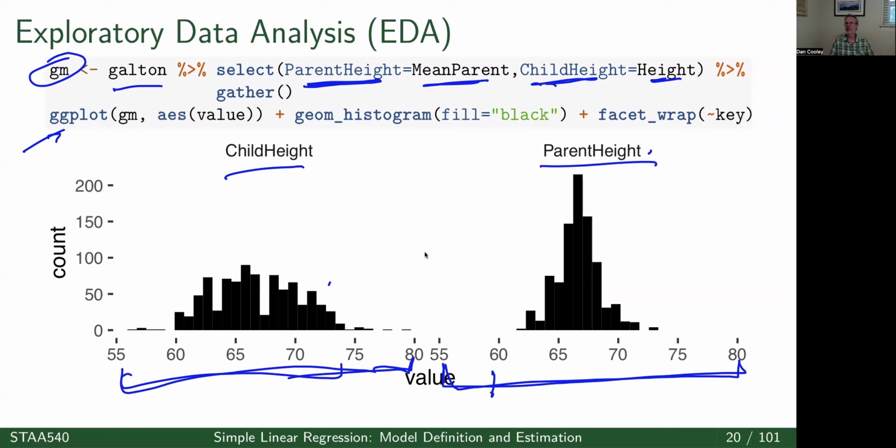Why do we think that would be? Well, if we pause and think about it for a second, why should child's height be more spread out than parent height? Hey, remember, this is mean parent height, right? If we take means of variables, the variance tends to decrease. And so I think that's what's driving this noticeable difference in the spread between the two histograms.